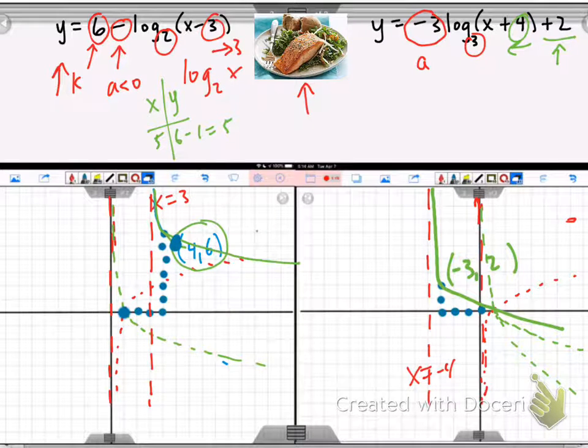And again, if you wanted to find another point on the graph, the base is 3, so you just want the argument to be some power of 3. So you could pick x equals -1. -1 plus 4 is 3. Log base 3 of 3 is 1. So -3 times 1 is -3, plus 2 equals -1. So we have the coordinates -1, -1, and that is another point on the graph.